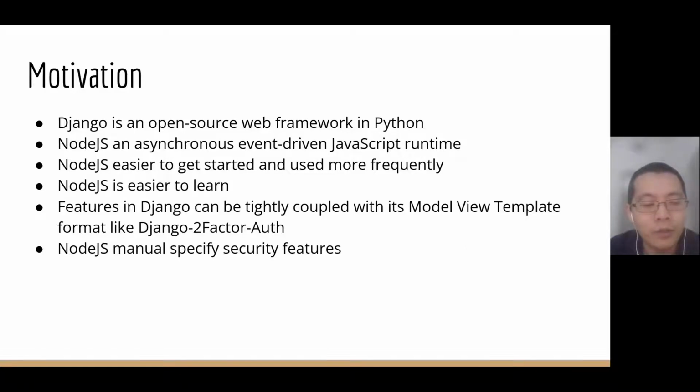The reason why we change from Django to Node.js is that it's easier to get started and it's easier to learn for new developers, and it's used more frequently than Django. And also features in Django can be tightly coupled with its model view template format, like Django two-factor authentication. But for Node.js, the user will have to manually specify the security features, such as checking for SQL injection.